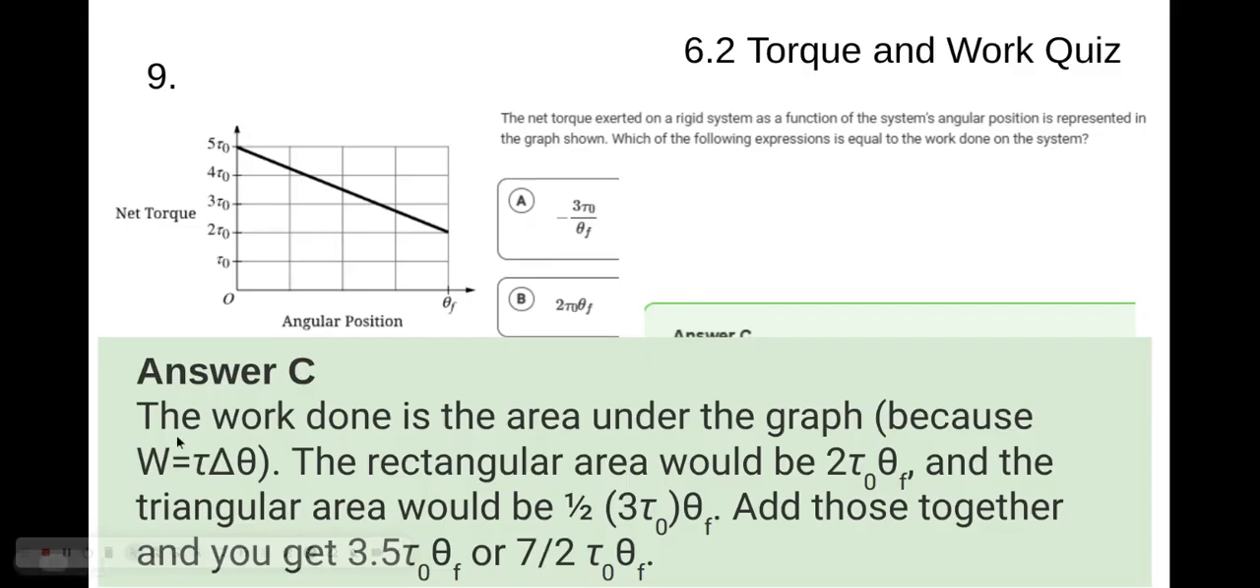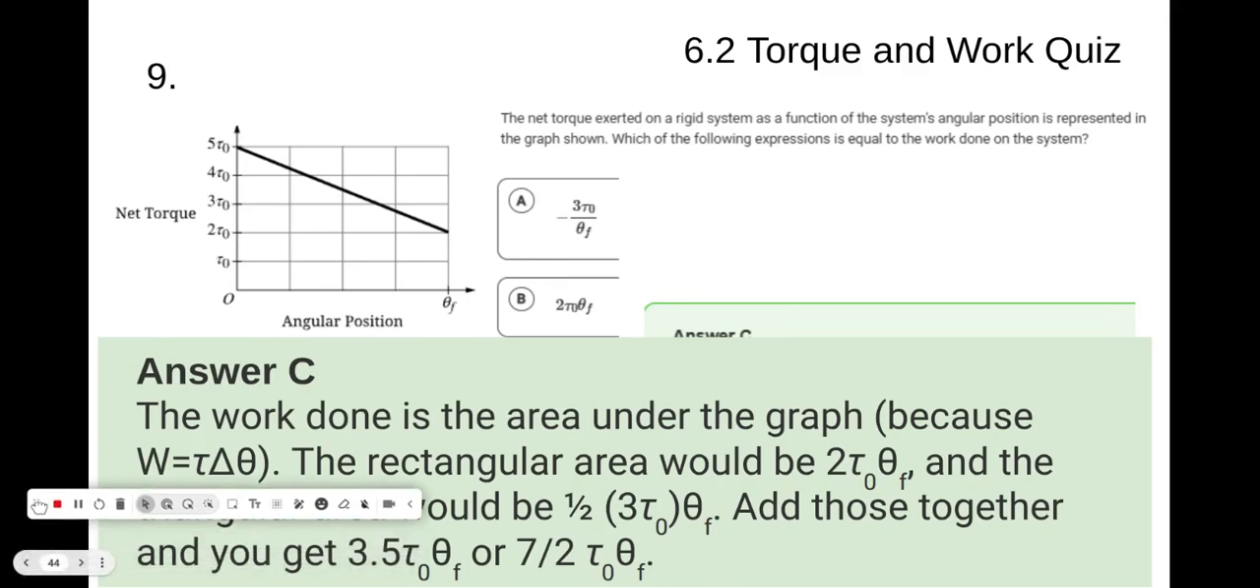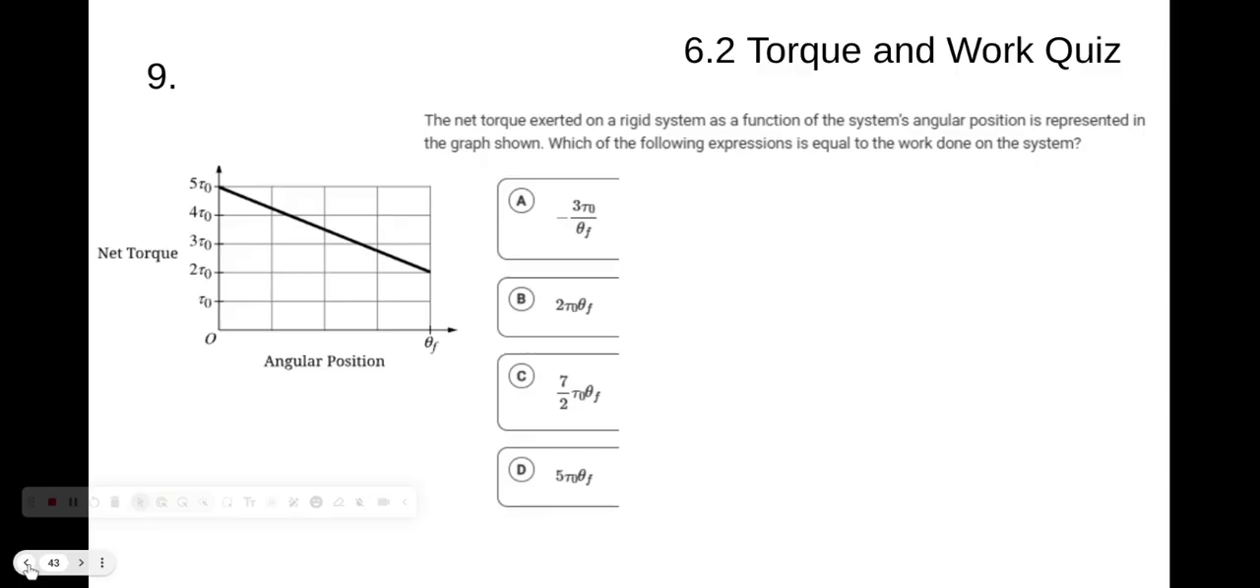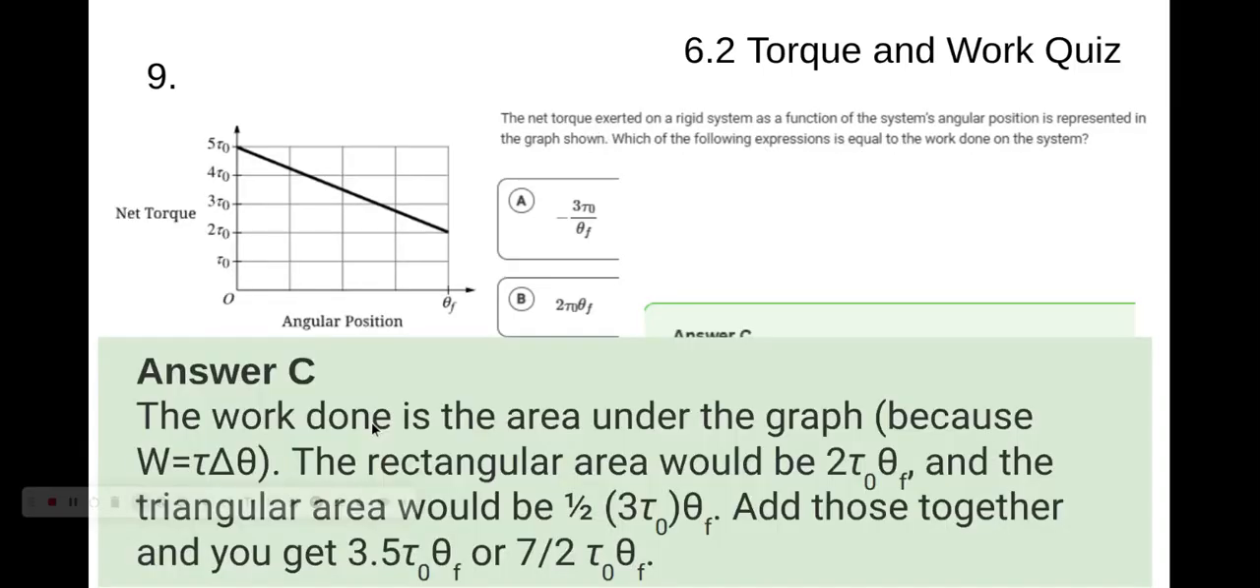So 3.5 is the answer that I got when I did the area, and the formula shown says 7 over 2. Like I said, I can't go backwards on my laptop because of a stupid function. Maybe I could do that. Now I can go back. There it is right there. So 7/2, that equals 3.5, is the area under the curve. All right, so there you go.